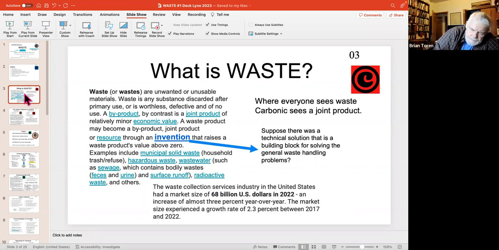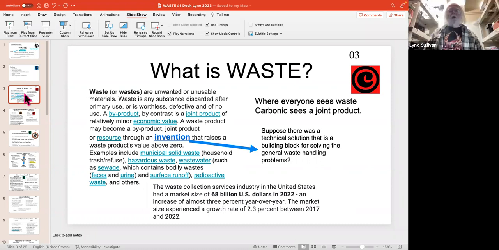Yep. Okay, good enough. So what is waste? I'm not going to read this, I'll spend time on it. Feel free to take snapshots if you want to. So the question I'm taking is, what is waste? I've gone through and put together various information: the fact that waste collection is 68 billion US dollars in 2022, growing 3% a year.